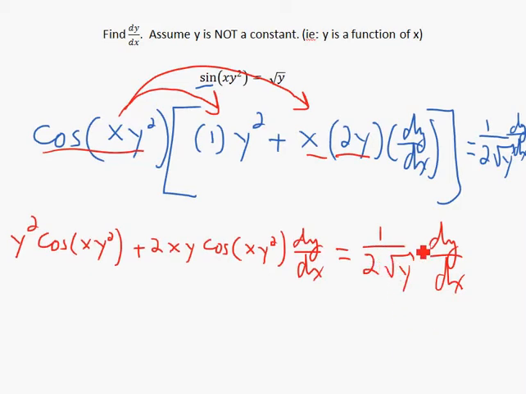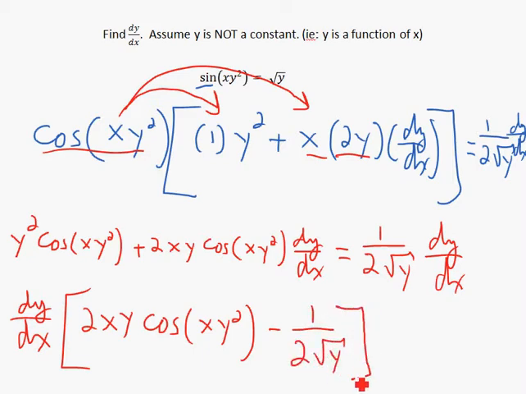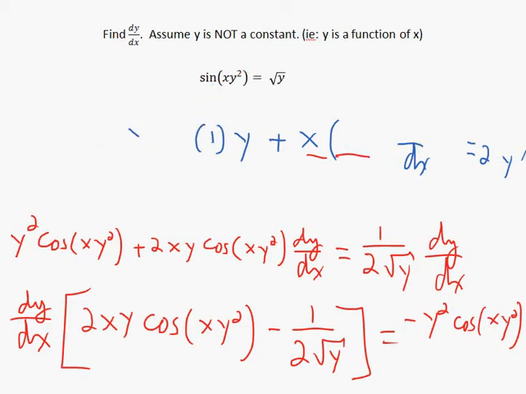Now what I'm going to do is get all the terms with dy/dx onto the left side, everything without a dy/dx on the right side, and then factor out that dy/dx. So what you should see after you do all that magic is dy/dx times (2xy cosine xy squared minus 1 over 2 root y) is equal to negative y squared cosine xy squared. So a little bit nasty, I will agree with you on that one.